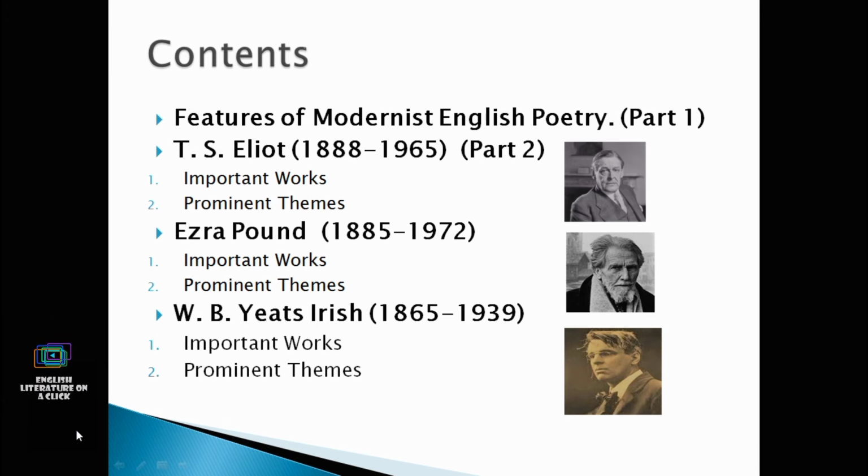But today we are going to discuss these three poets. Our discussion includes T.S. Eliot, his important works and the prominent themes of his works. Secondly, we are going to discuss Ezra Pound, the representative poet as well as the towering figure of the Imagist movement, his important works and prominent themes. And thirdly, we are going to discuss W.B. Yeats, who is an Irish poet, and his important works and prominent themes as well. So, let's start our discussion from T.S. Eliot.